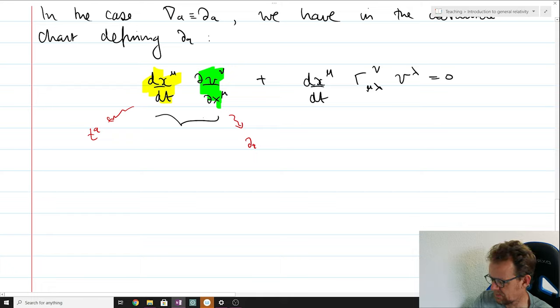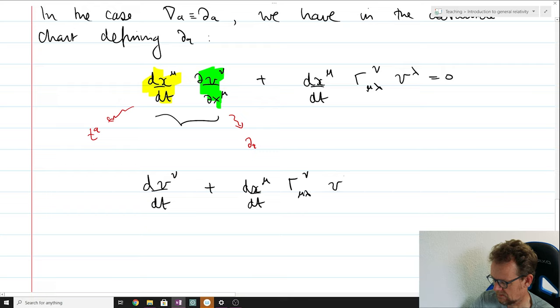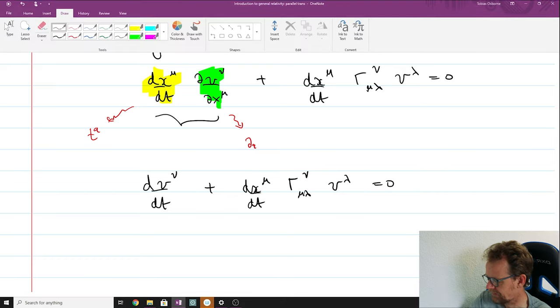So if we put these two terms together, we just have the derivative of the vector components with respect to T. If you look at the green and the yellow highlighted terms, you see that we can put them together and we end up with the following equation. It's the same as doing the derivative of the vector components V nu in this basis with respect to T, the parameter specifying where you are on the curve. And the same goes for the second part of the equation as well.